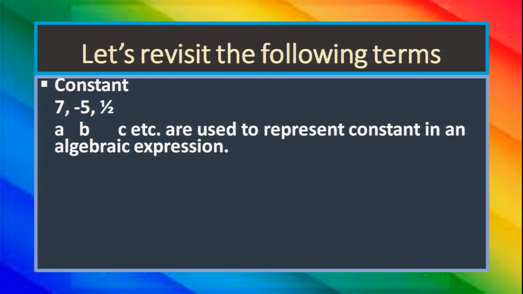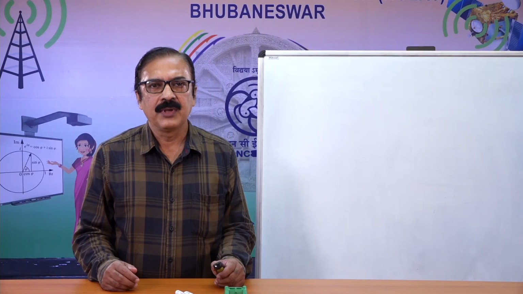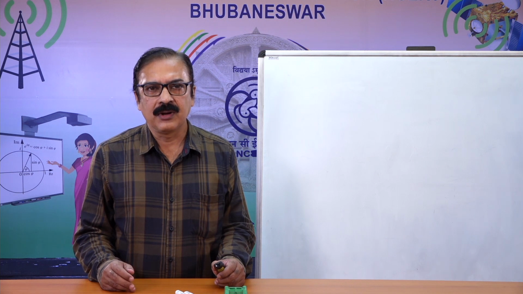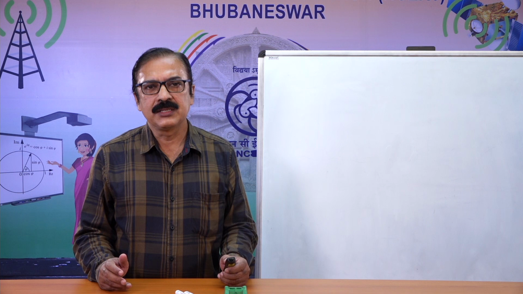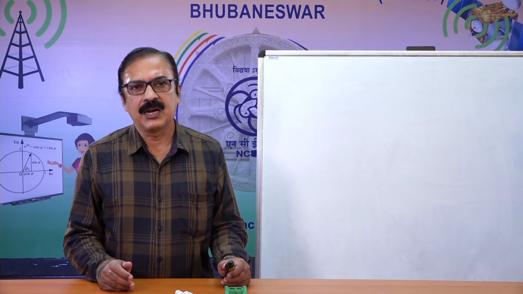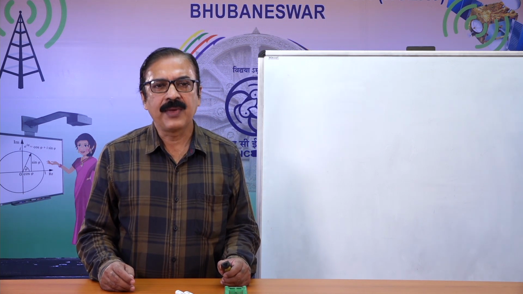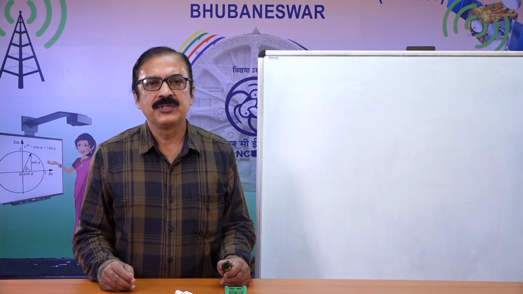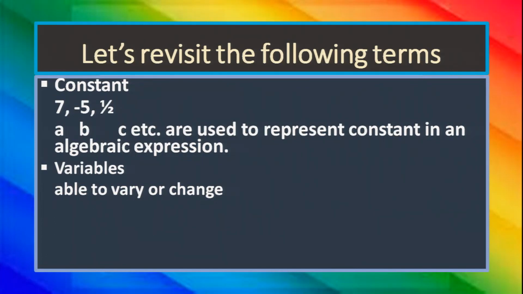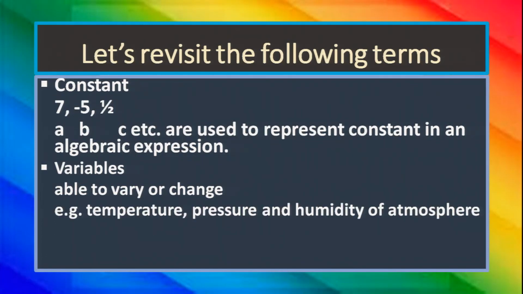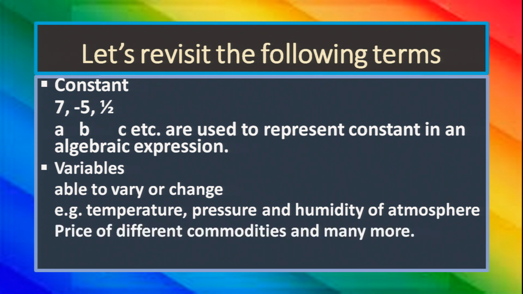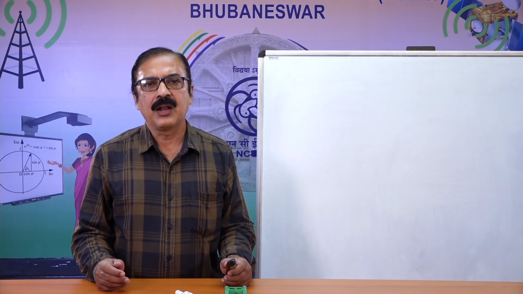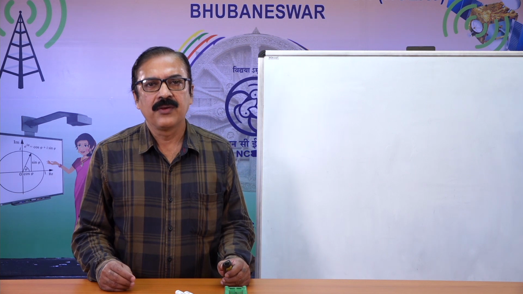They are not actually constants, but they can represent some constants in algebraic expressions, as we studied earlier in polynomials, that the coefficient of x, coefficient of y, as a, b, etc. So these letters can be used as constant in some cases. And what is variable? The variable means the value changes, which is able to vary or change. Examples are temperature, pressure, and humidity of atmosphere, or price of different commodities, and many more. In our day-to-day life, we come across various variables.